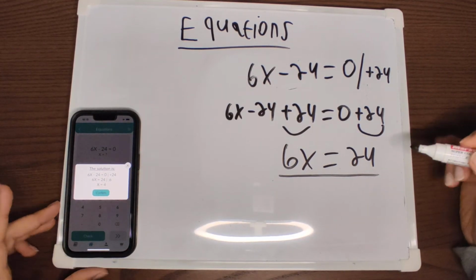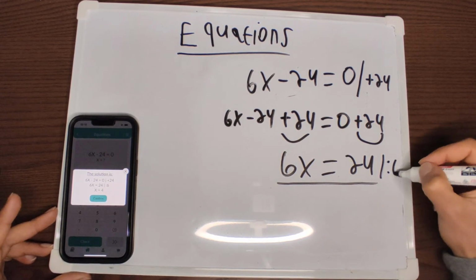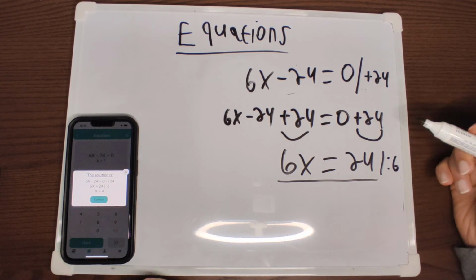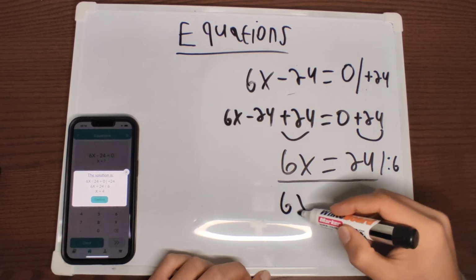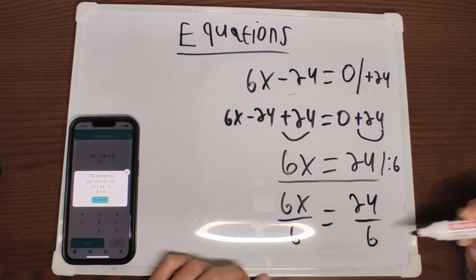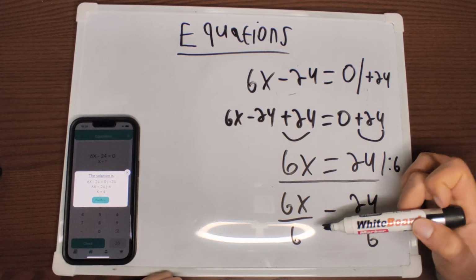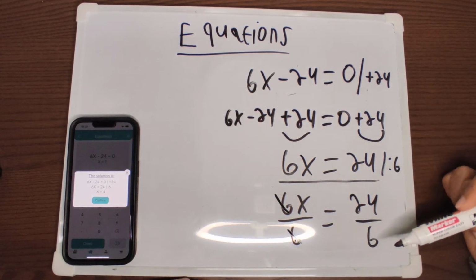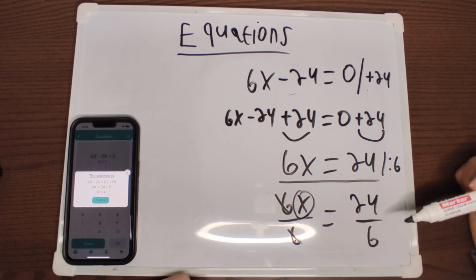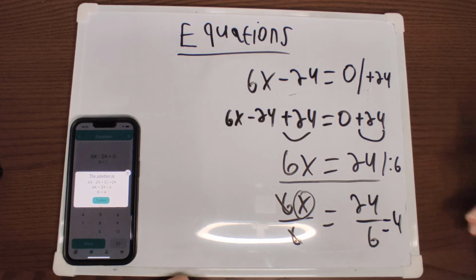So what should we do next? We will divide both sides by 6. And then let's see what happens. 6x divided by 6 equals 24 divided by 6. How much is 6x divided by 6? We can remove the 6 and we are left with only x. And 24 divided by 6 is 4. And then we get x equals 4.